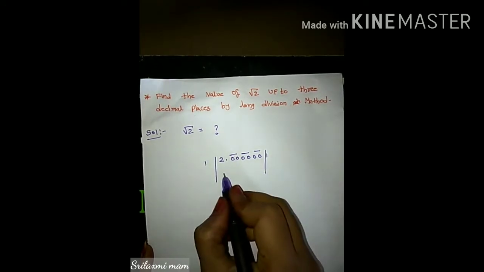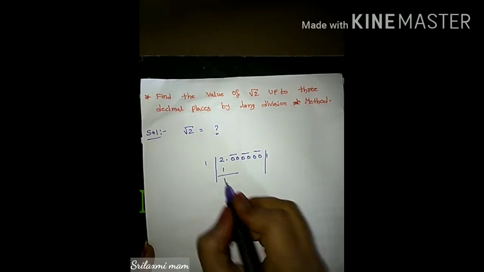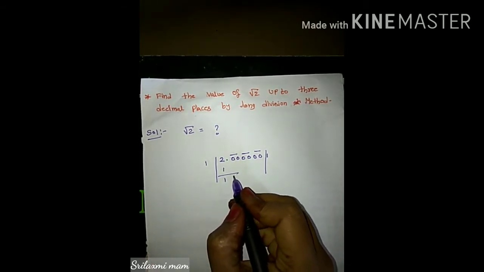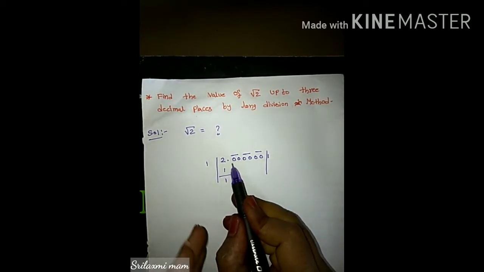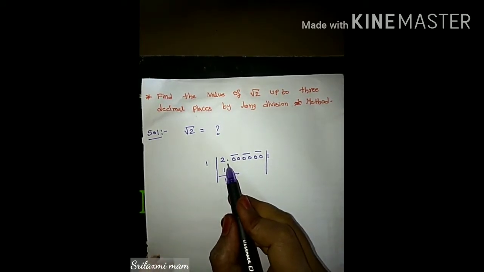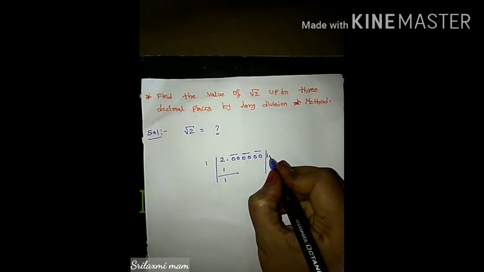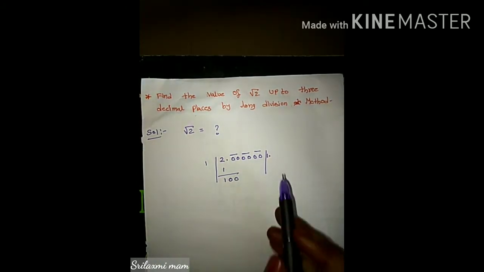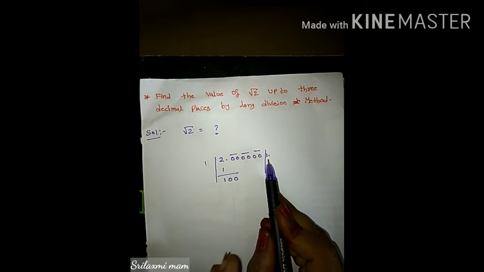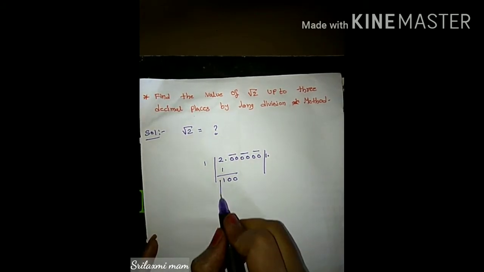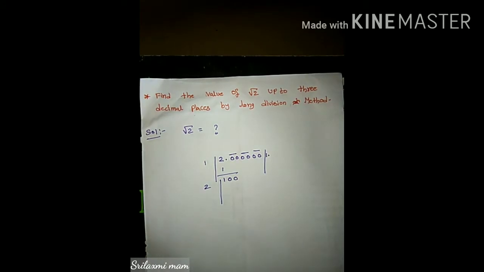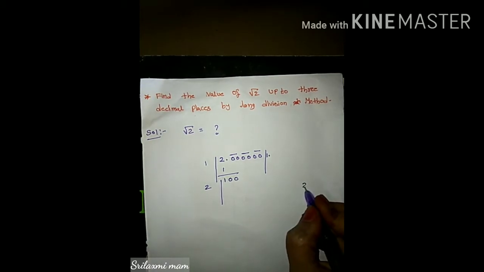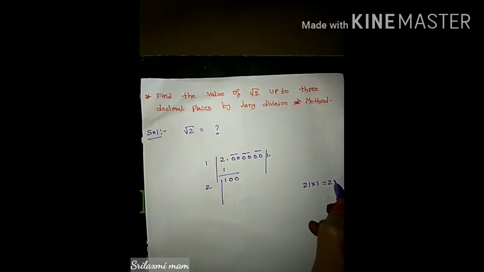First, 1 times 1 is 1. So here is 1. 2 minus 1 is 1. We take 2 zeros. Before the 2 zeros, the decimal point is here, so we place the decimal point and take 2 zeros. What next? 2 times 1 means 2 into 1, that equals 2. Then we take here 1, then 1.